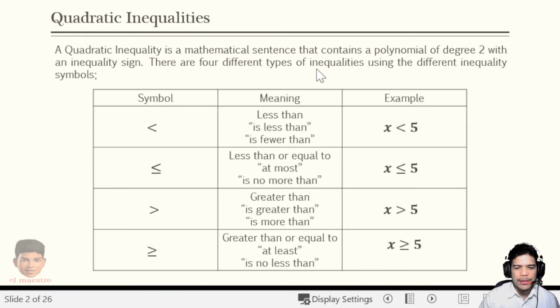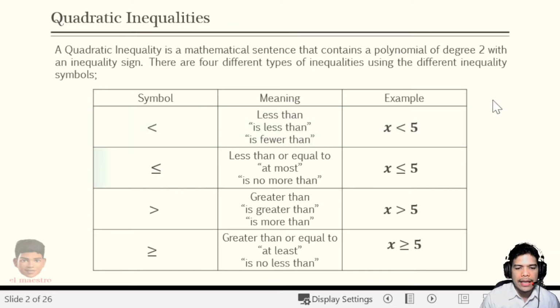These are the symbols. First, notice the symbol that opens toward the right. That is less than, or is fewer than. If we read it, say x, then this symbol, what symbol is this? Isn't it less than? Meaning, x is less than 5. Or you can use x is fewer than 5. So you can use either of these to read this statement.